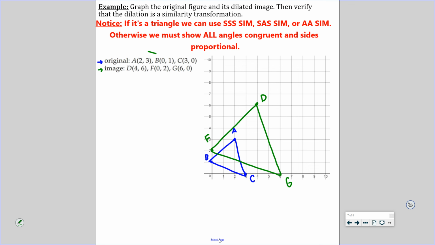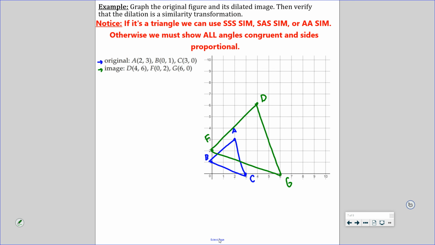All right, here's the part that's a little bit more work. They want us to verify that this dilation, specifically this enlargement, is a similarity transformation. So they basically want us to verify that these 2 triangles are similar. Here's where I put this little notice in red for you. If it's a triangle, we can use these theorems we talked about: side-side similarity, side-angle-side, or angle-angle similarity. Otherwise, if it's not a triangle, you have to show that all the angles are congruent and all the sides are proportional. So since this one is a triangle, we can use side-side-side, side-angle-side, or angle-angle.